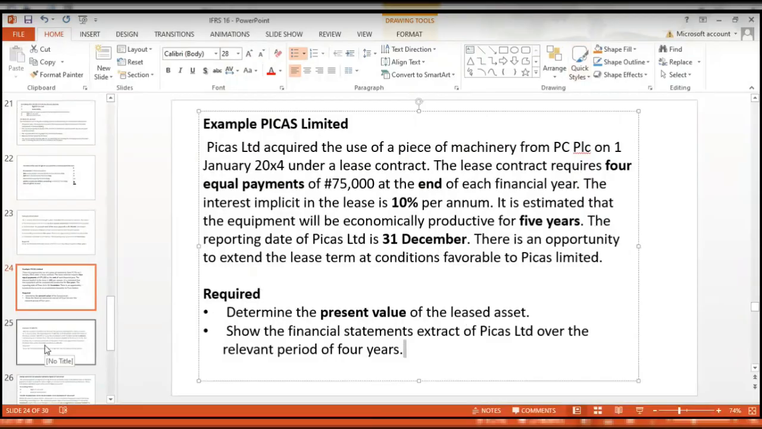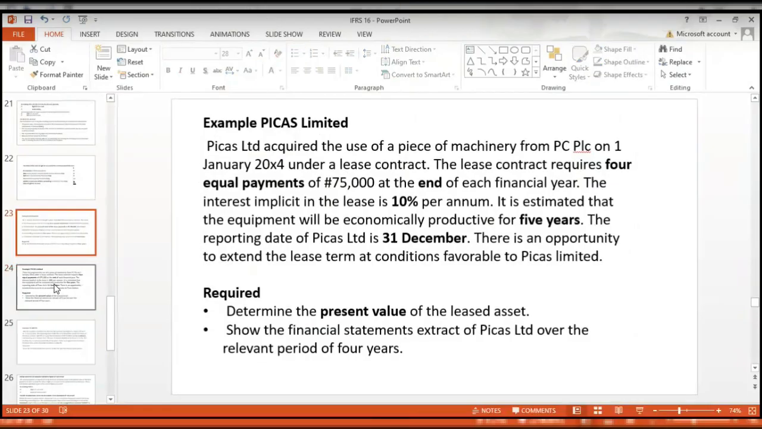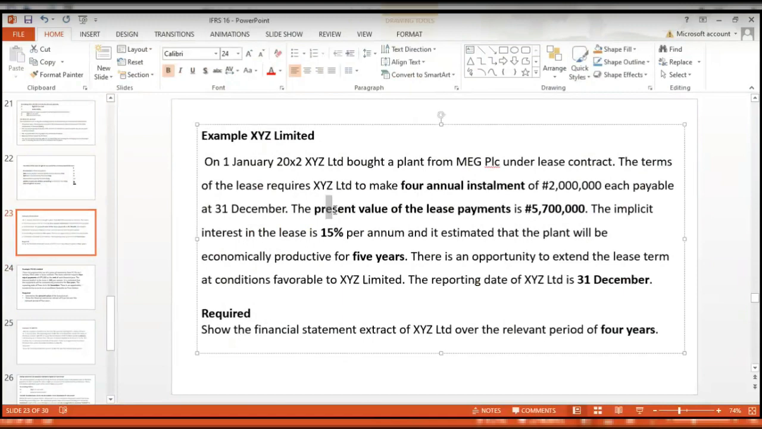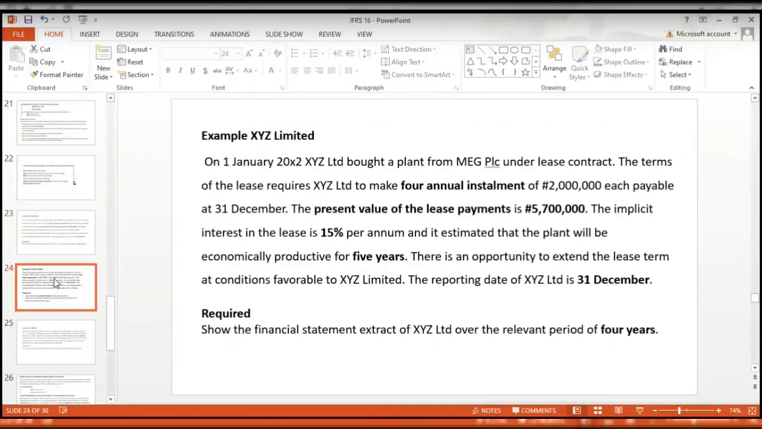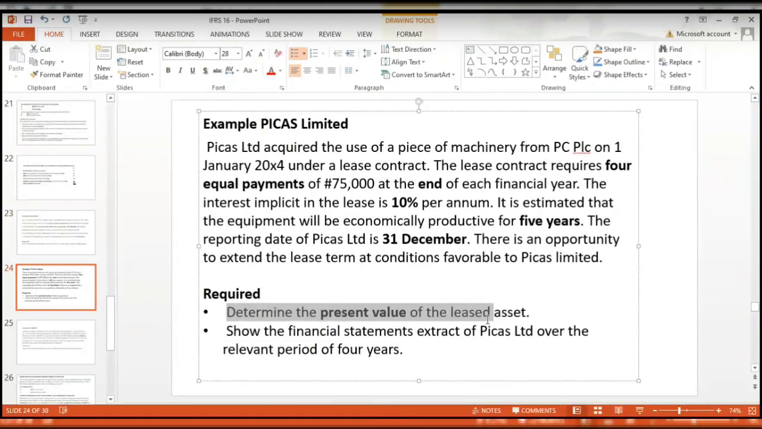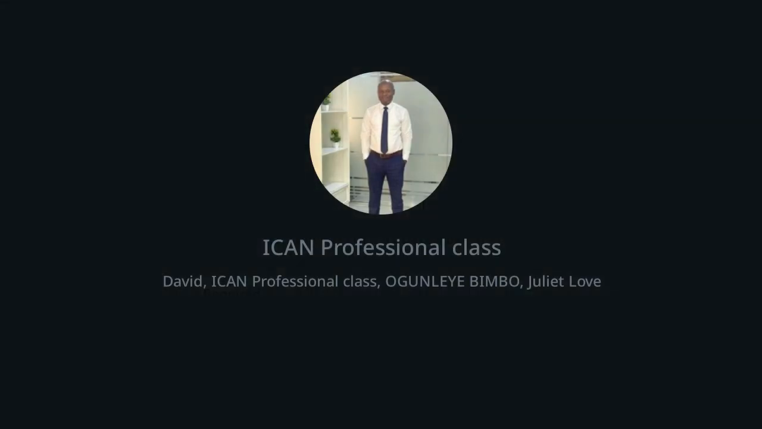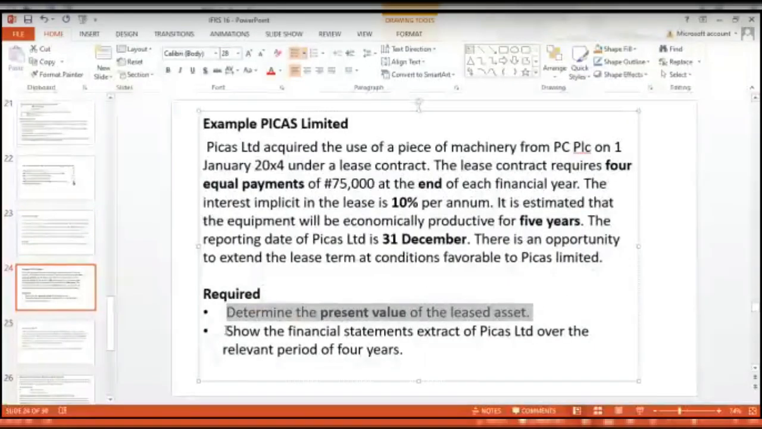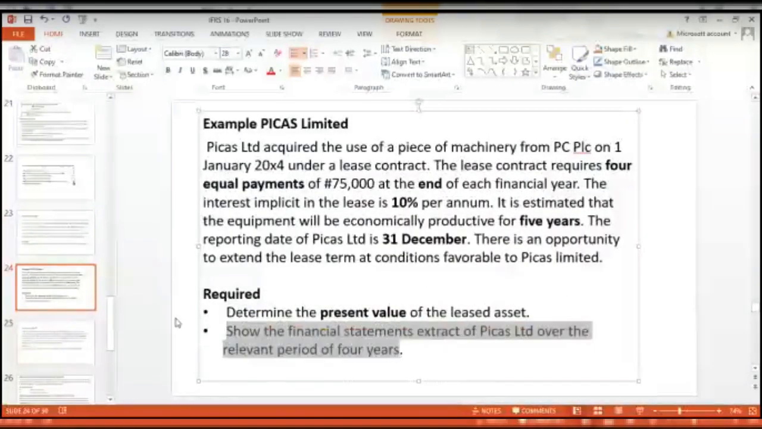If you look at the difference between this question and the one we treated yesterday, you will observe that in the one we treated yesterday, they gave us the present value of the lease payment. But in this second question, they are asking us to determine the present value of the leased assets. They made it easier yesterday, but this one is more complicated. We are the one to determine the present value of the lease as the first requirement before we go ahead to show the financial statement extract.